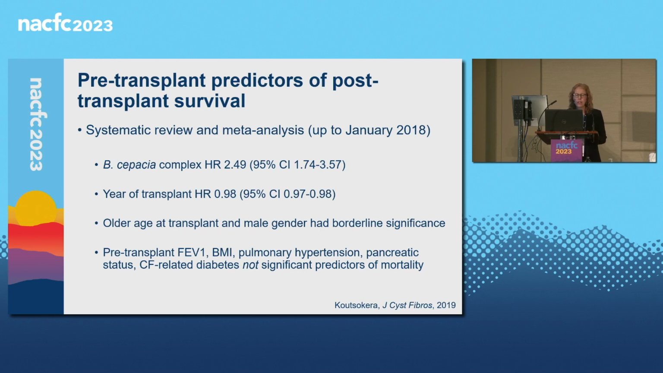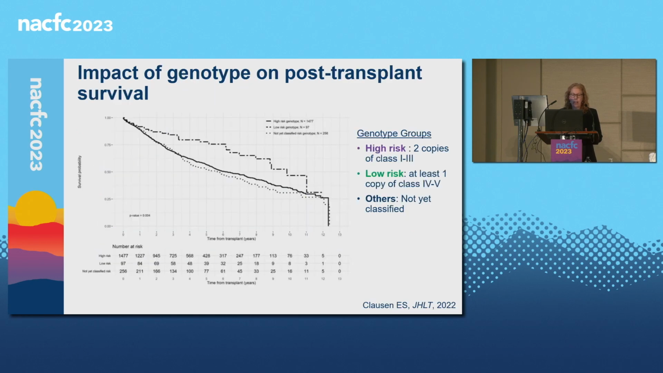Some of the other factors that they looked at in this paper, like lung function before going into transplant, nutritional status, et cetera, were not significant predictors of mortality in this systematic review. Now, since this paper was published, there's another paper that has been published by one of the chairs here, Dr. Clausen, who looked at the impact of genotype on post-transplant survival. And we can see from this graph that if you have a high-risk genotype or other genotype, defined as 2 copies of class 1 to 3 mutations or others not yet classified, you had worse survival than people who had at least 1 copy of class 4 or 5 mutations.